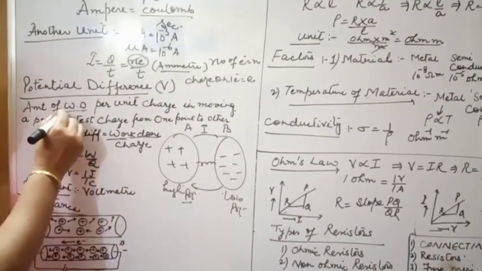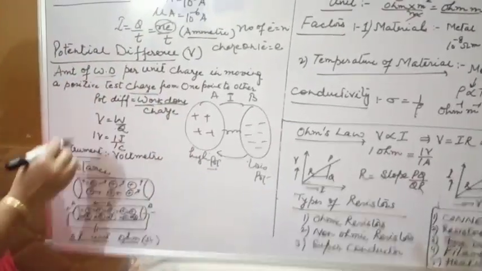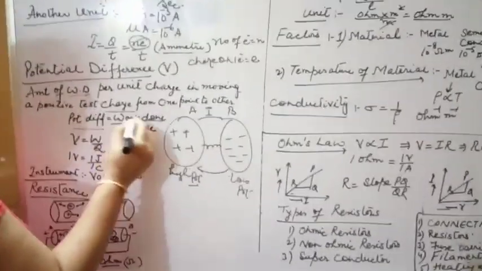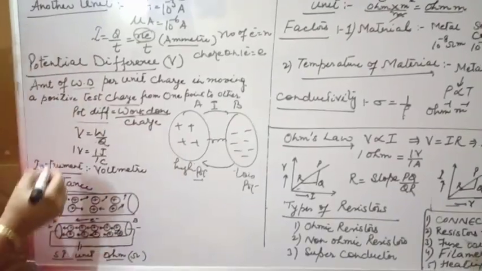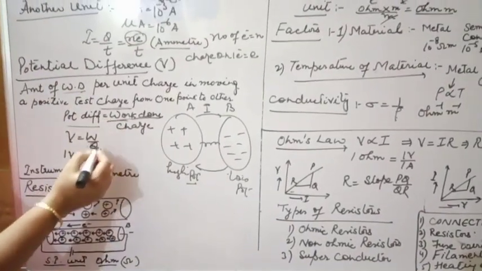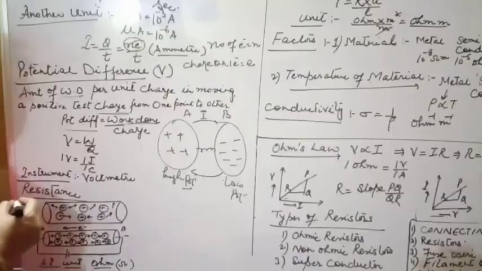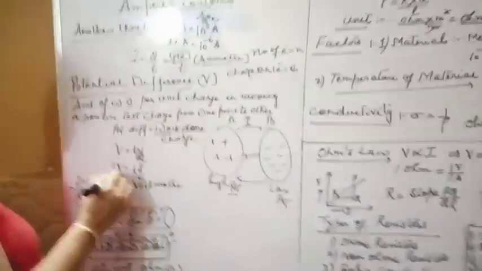So this is the amount of work done to bring one test charge. So in this way, potential difference we will define in the form of work done upon charge. Work done symbol W and charge symbol Q. Potential difference symbol V. So SI unit of potential difference is volt.